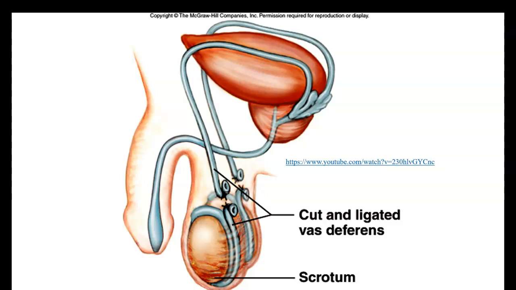Now, the body's an amazing thing. It's able to heal itself very well. So even though they do these procedures, they clamp it off and they cauterize it, sometimes it still can grow back together. So after several months, they will have you bring in a sample of semen, and they will check it to see if there's any live sperm in there. If there is, then that means they have to go in and do this procedure again.